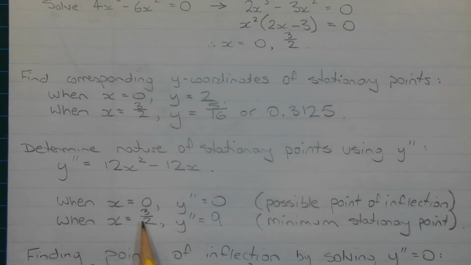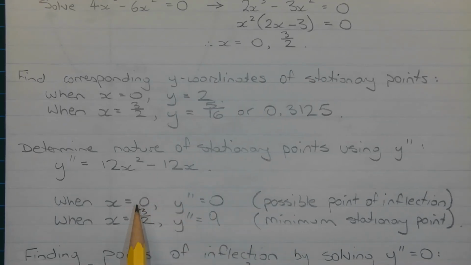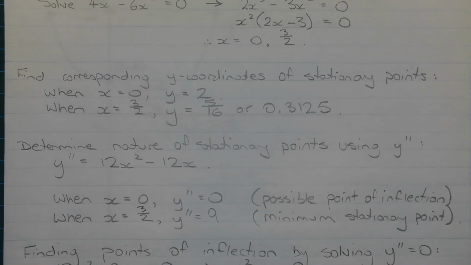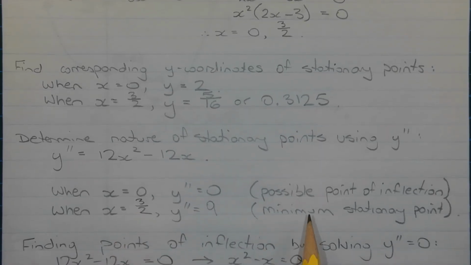Now when x is equal to 0, the second derivative, y double dash, is also equal to 0. That means that the stationary point at the point where x equals 0 is a possible point of inflection. So it could be a horizontal inflection point. When x is equal to 3 over 2, y double dash is equal to 9, which is positive. So around the point where x is equal to 3 over 2, the curve is concave up. Therefore, there's a minimum stationary point around the point where x is equal to 3 over 2.